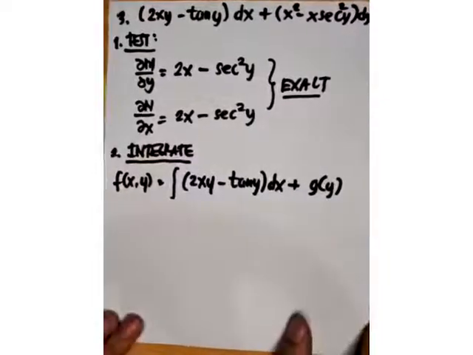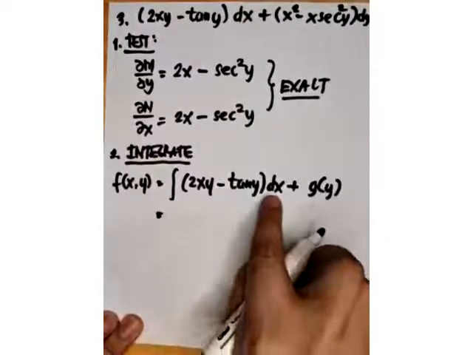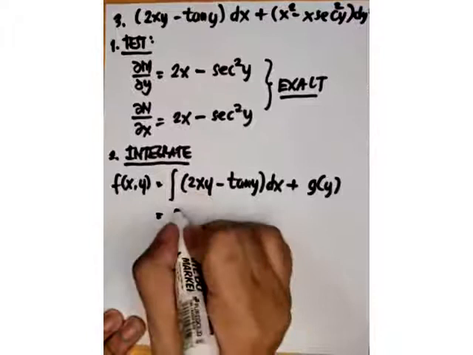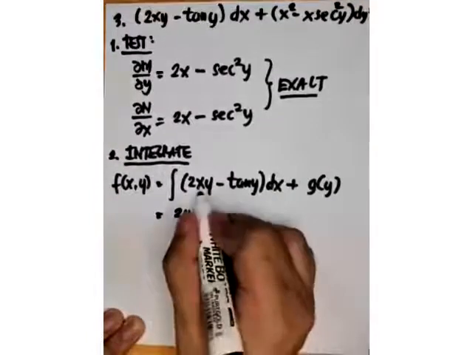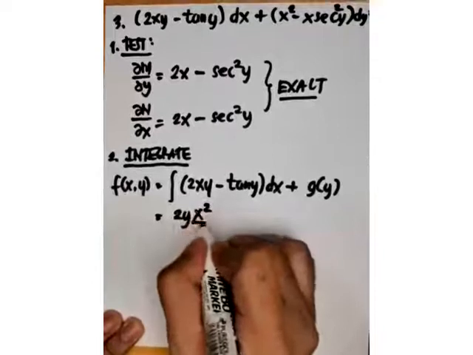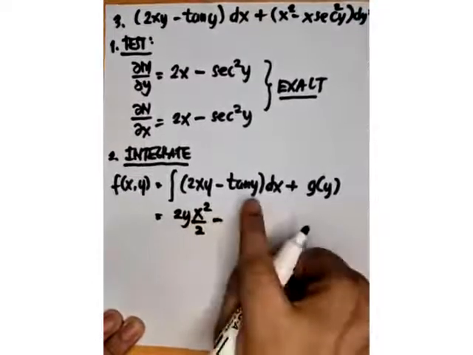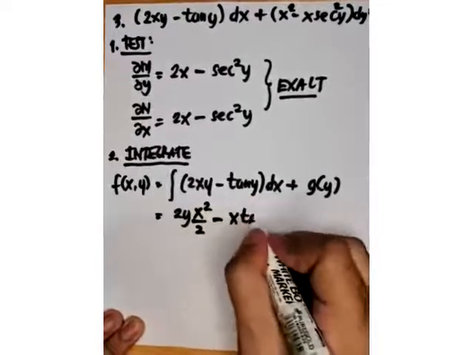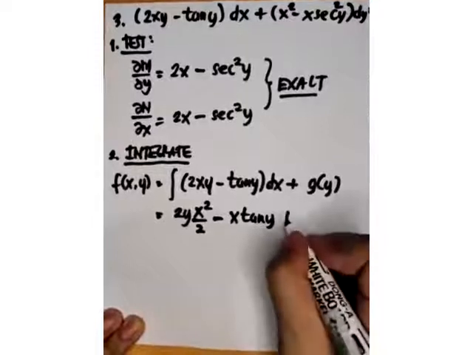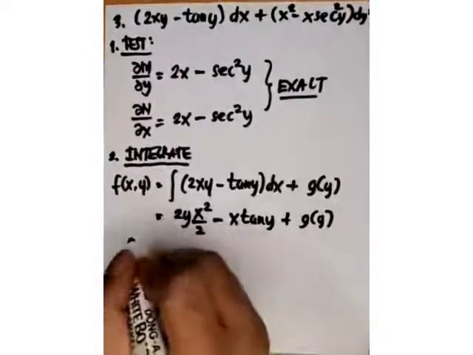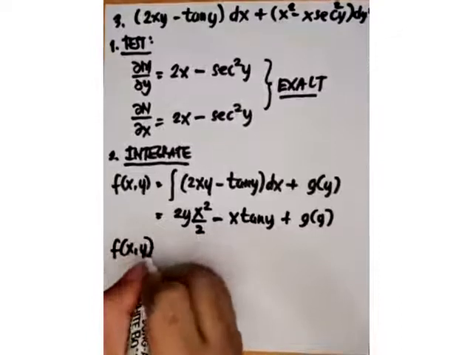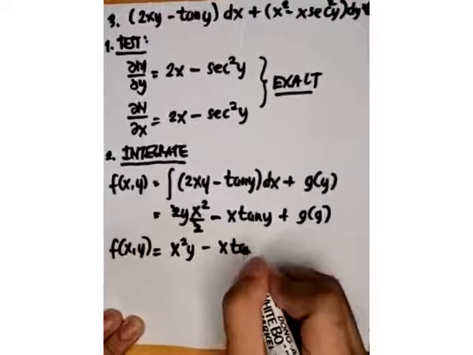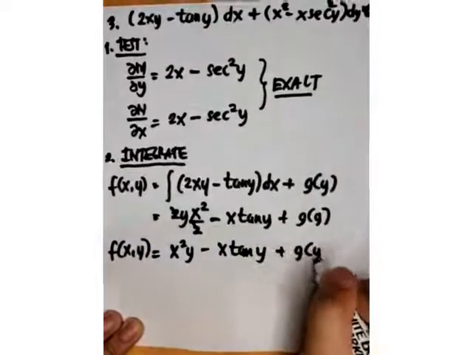Ayan. Okay? And then, integrate natin in terms of x. So, that means lahat ng y ay constant. So, this is equal to 2y, ilalabas ko, and integrate ko yung x dx. So, that is x squared over 2. Minus, okay, tangent y is constant kasi y yan. So that means that will just be x tangent y plus g of y. And then you simplify. So yung f of xy natin, cancel ito: x squared y minus x tangent y plus g of y. Ayan.